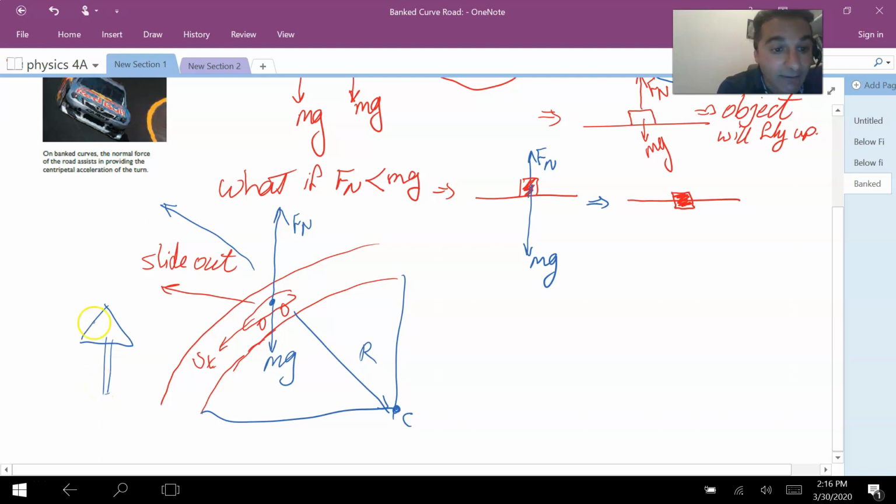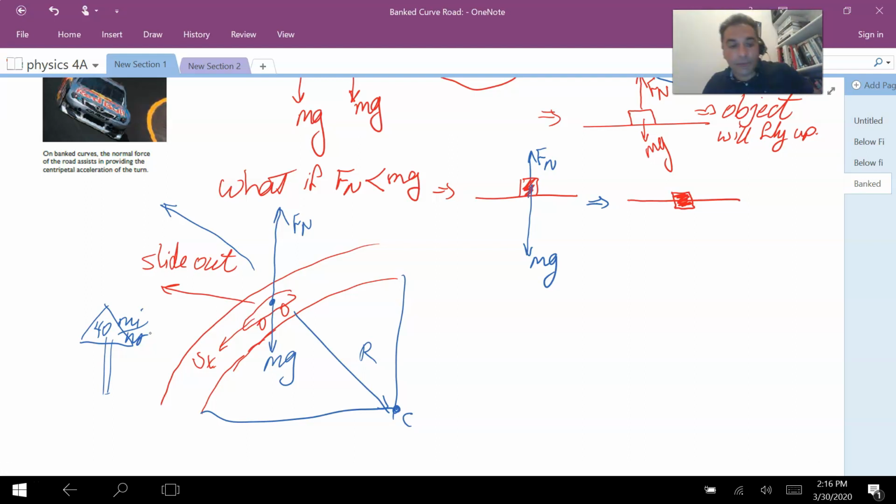That's why if you look at most curves, usually you have a sign that says, for example, go with 40 miles per hour. They say, okay, go with 35 miles per hour, not more. If you go with 45, what will happen? Your car will slide. Does that make sense? When they say go 40 miles per hour, that is the maximum speed that you can have on the curve. If you go with 45, your car will slide out.